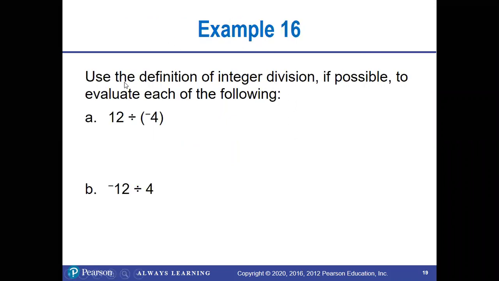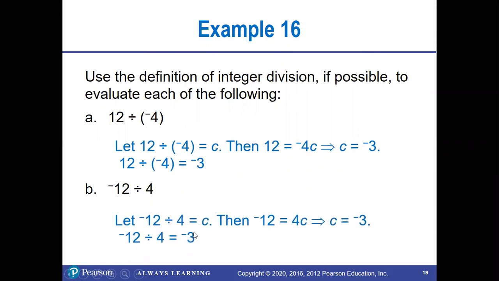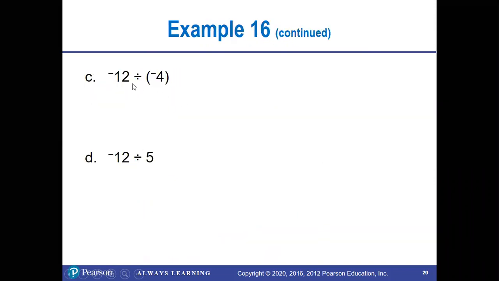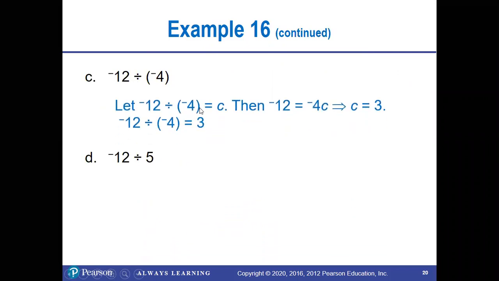Now these you should know. 12 divided by -4. If I have a positive and a negative, we're going to get a negative as our answer, so -3. -12 divided by 4 is also -3. -12 divided by -4, so they're both negative, that's going to give you a positive.